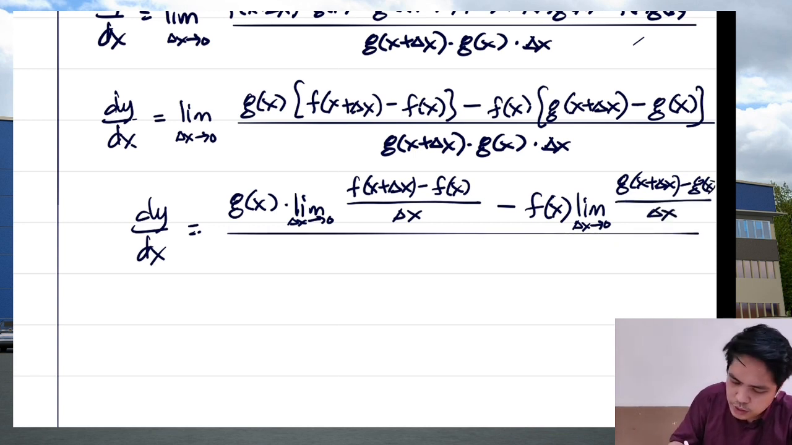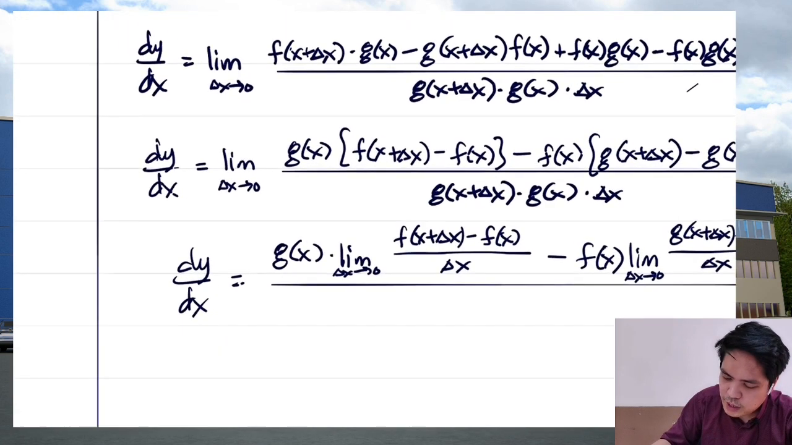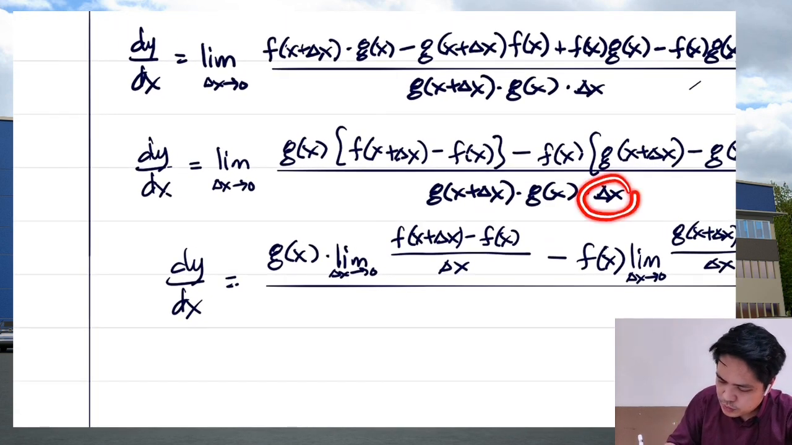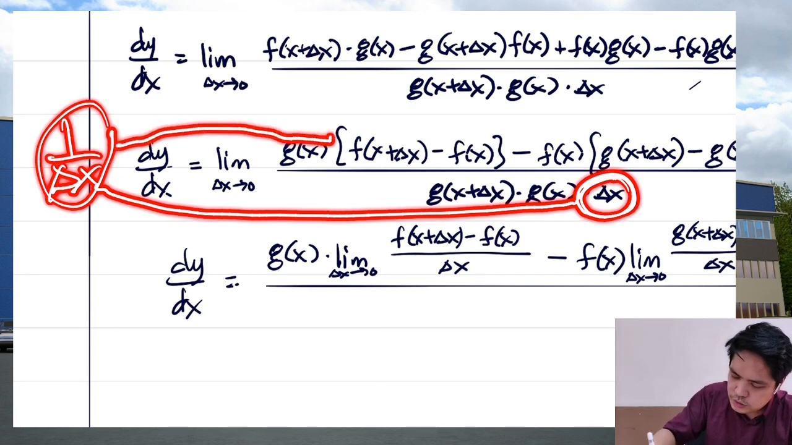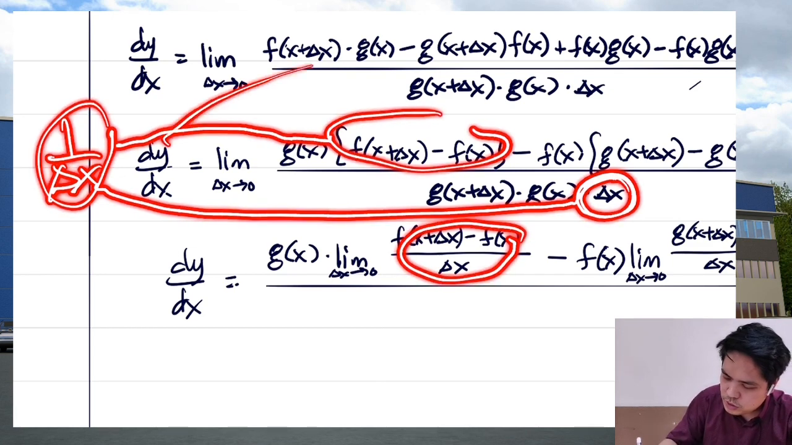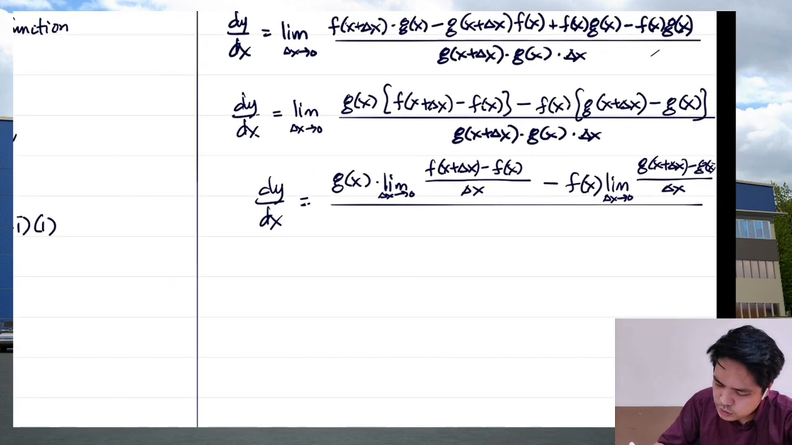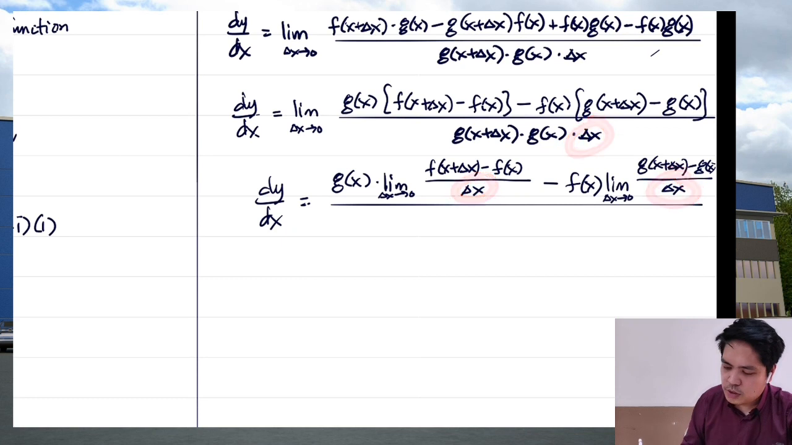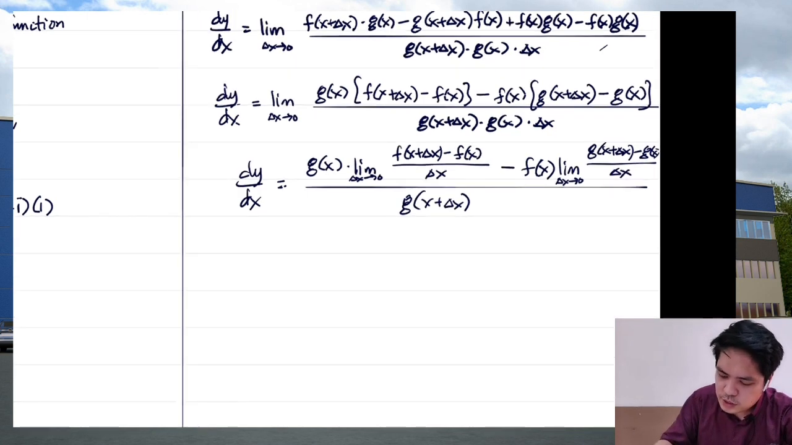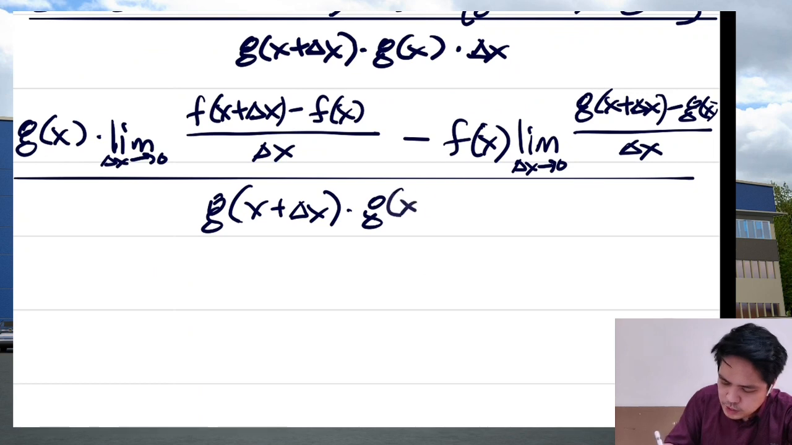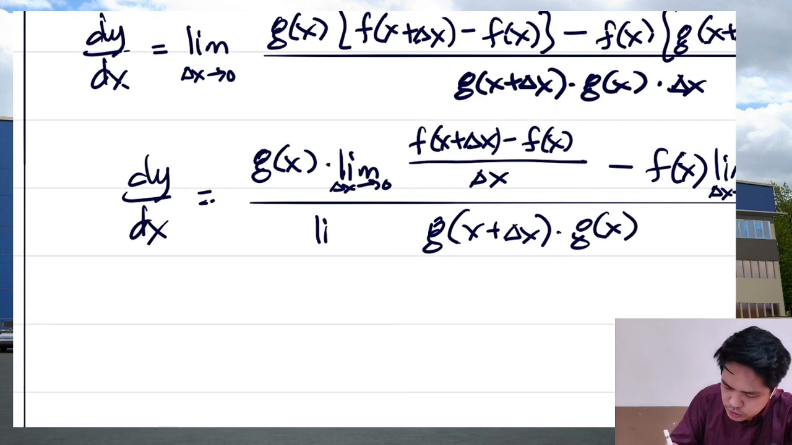So what I did here is I wrote this in the form 1 over delta x, then I multiplied it here. That's why it looks like this. Then of course it distributes there. That's why this is now distributed in the numerator. Then over the denominator, this will become f of x plus delta x, g of x plus delta x times g of x. Of course, there's delta x, so we need to get the limit of this as delta x approaches 0.